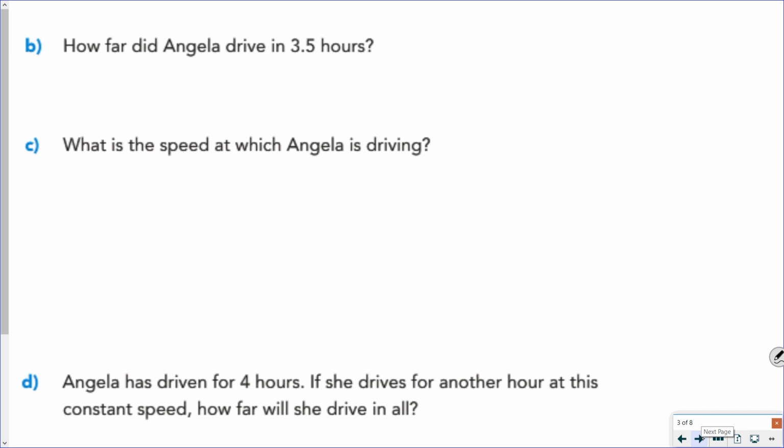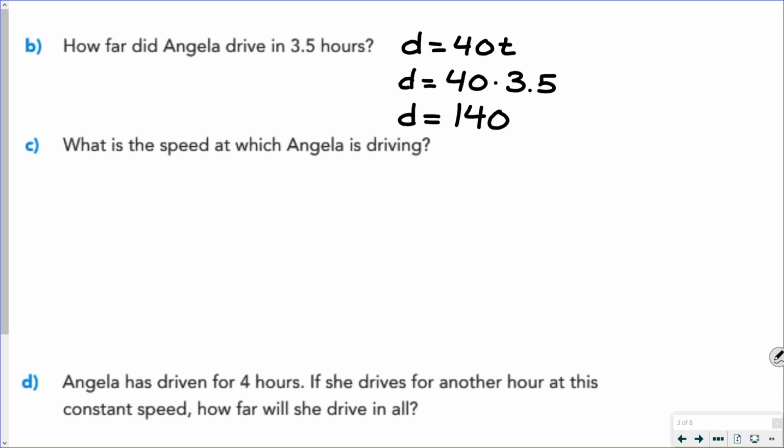Well, I'm going to use my equation. I know that distance equals 40t. So distance equals 40 times 3.5. So the distance is 140 miles.